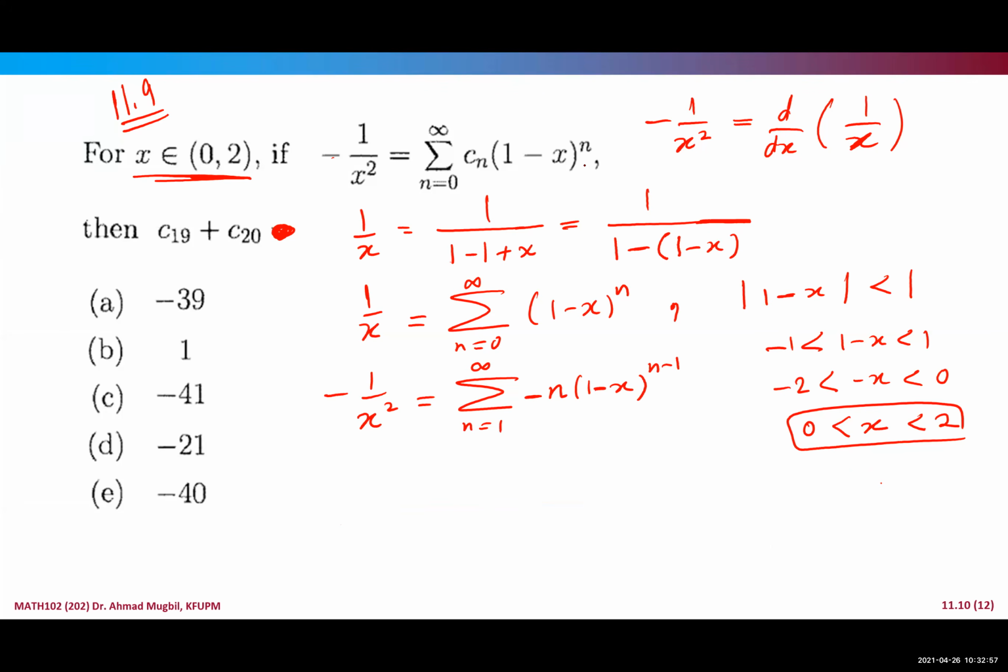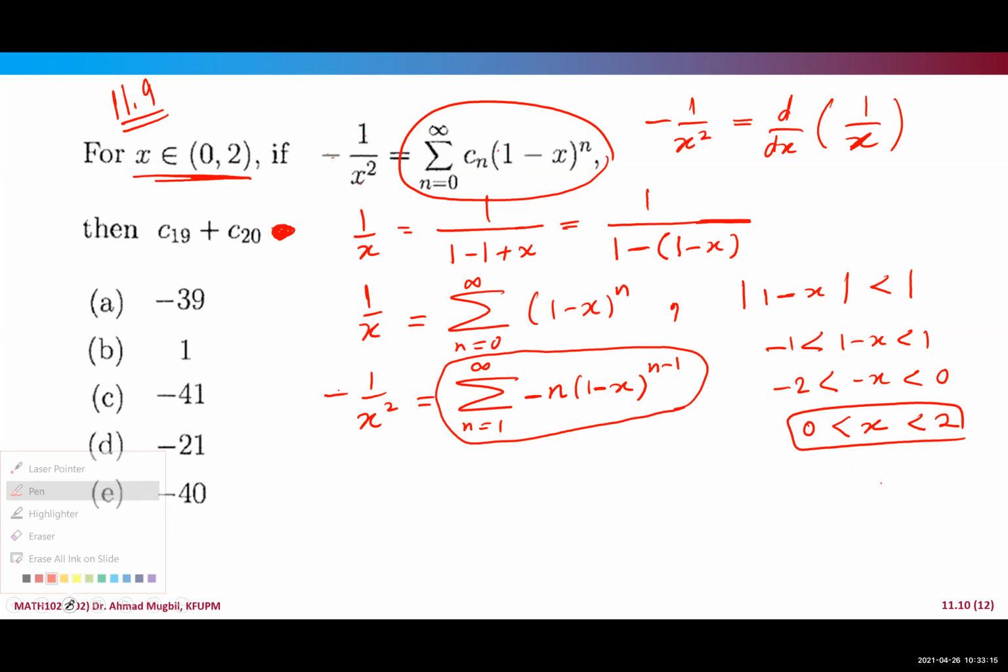Now, compare this with this. This is -1 over x squared. This is -1 over x squared. This one is not the same as this one. This one starts from 0. Here it is 1 minus x to the power n, but here it is to the power n minus 1. So what we can do here is re-indexing. I want this, guys, to be n, not n minus 1.